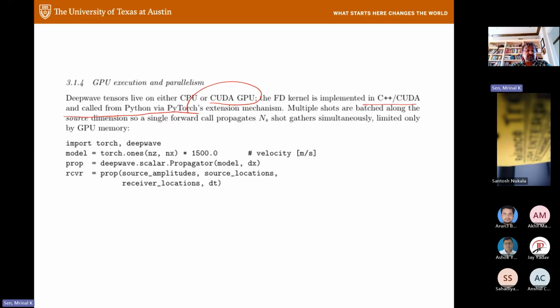And this shows you a small code snippet as to how you do that. You have to import Torch, which is the PyTorch library, and DeepWave. I'll show you in a bit how you can do that. And then you can generate this model, and this propagator will basically propagate it through this model, and then you can give it the source location and all that stuff, and then at the receivers you can grab those wave fields. You can also generate snapshots.